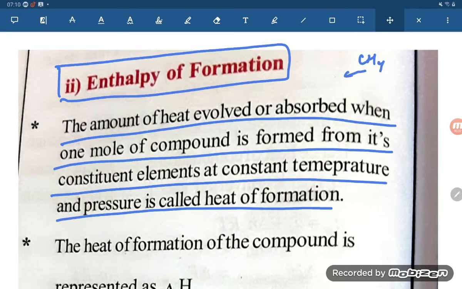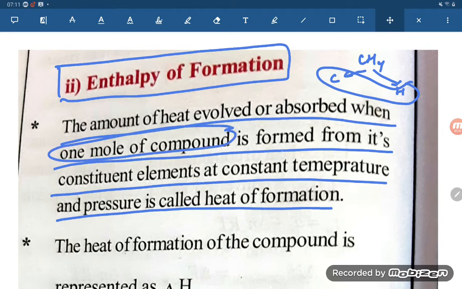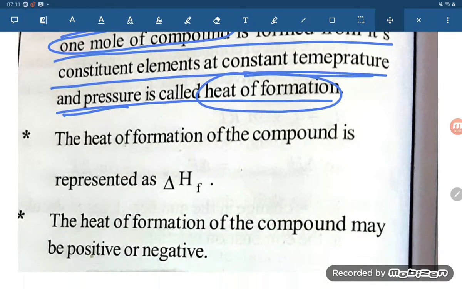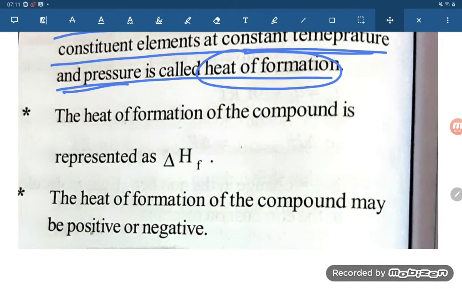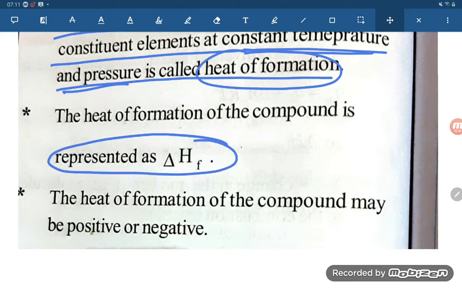So its constituent elements are carbon and hydrogen. From these two elements we have to form one mole of the compound. One mole of the compound formed from its constituent elements is known as the heat of formation. And students, constant temperature and pressure must be there. Most importantly, the heat of formation of a compound is represented by delta Hf.